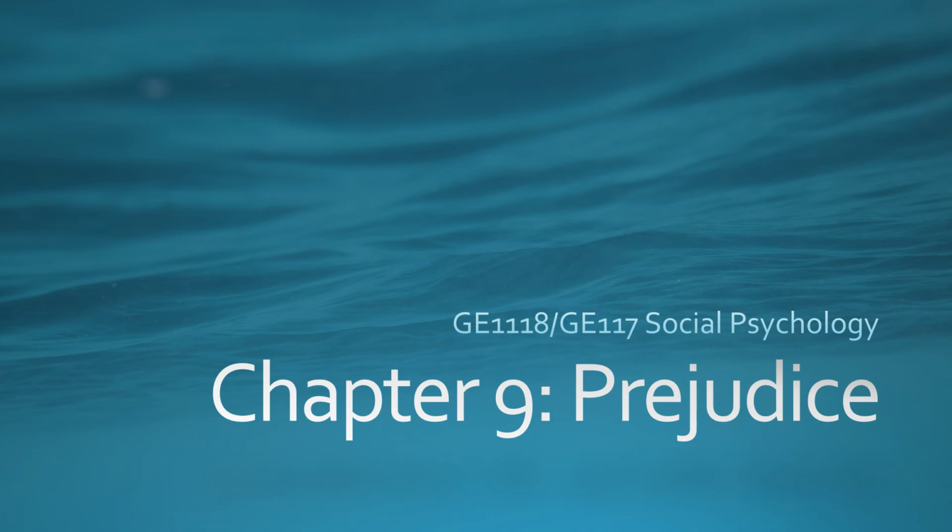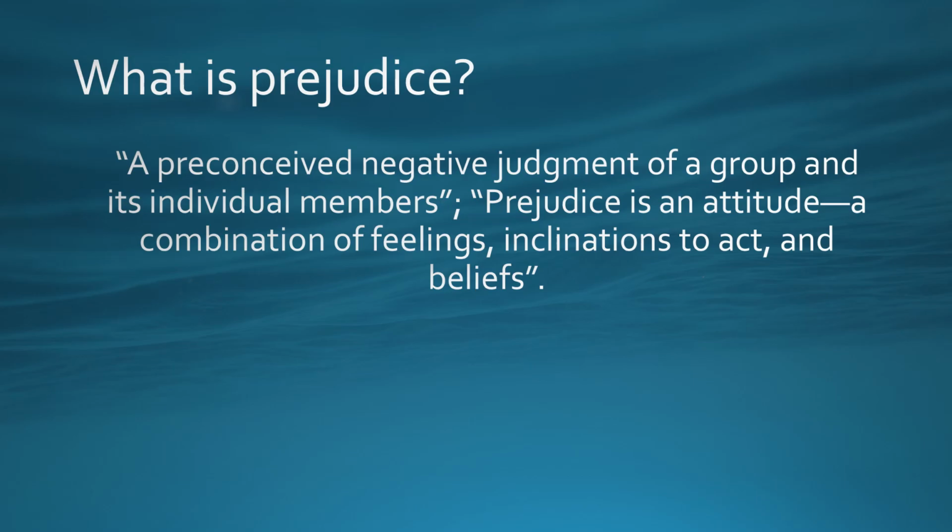This is Chapter 9, which is on prejudice. Let's define prejudice first. The textbook defines it as a preconceived negative judgment of a group and its individual members. Prejudice is an attitude, which we just discussed, attitude and behavior. Attitude, as we just discussed, is a combination of feelings, inclinations to act, and beliefs.